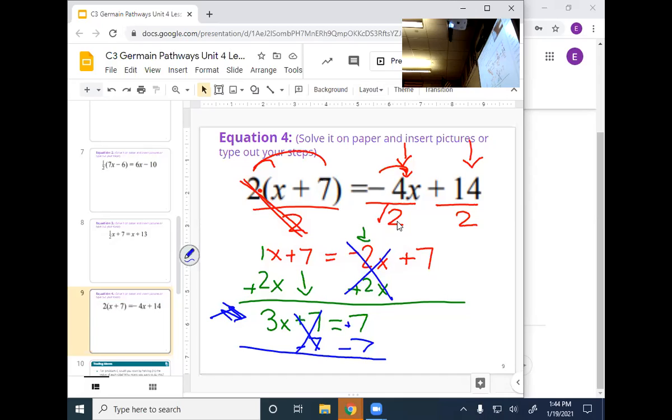So 7 minus 7 is going to be equal to what number? 0. Very good, Avery. That's a good point. Nice job, Bridget. Very good. 0 is equal to what's left on the left side here. How many x's? 3x. So 3 x's are equal to 0. Miss Shermaine messed that up. Let me try that again. 3x is equal to 0.